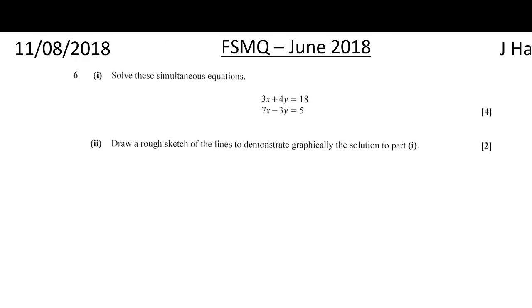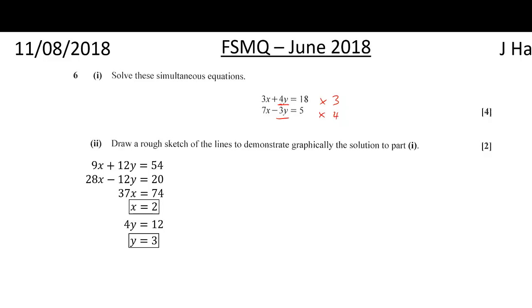So, question 6, simultaneous equations, nice and easy. I always like to match my middles, so we're going to times the top equation by 3 and the bottom equation by 4. So we get that. The middles are now a match. We add them together, and we get 37x equals 74. That's convenient because that means x equals 2. We then put that x into any equation we want, and find out that 4y equals 12, so y must be a 3.